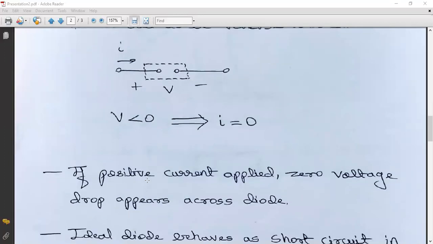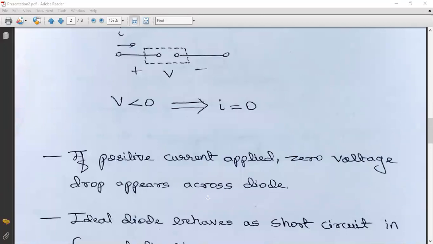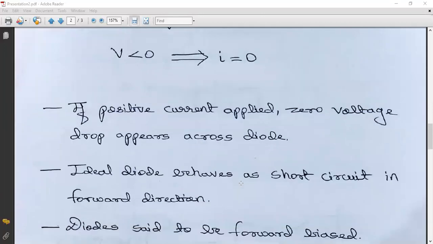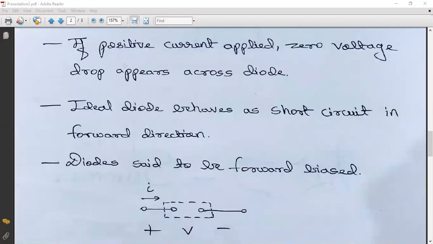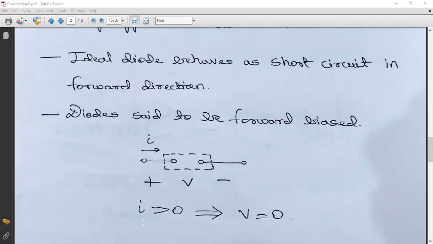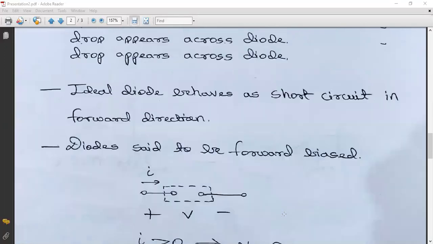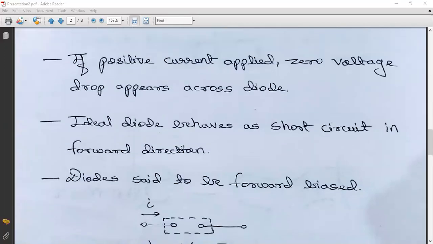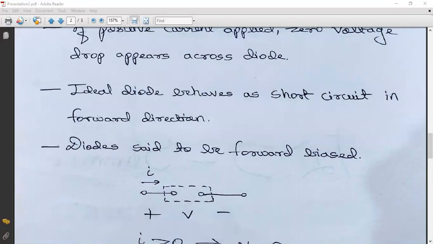What will happen if we apply a positive current to the diode? We will get a zero voltage drop across the diode. So current is maximum and voltage is zero. The ideal diode will behave like a short circuit in the forward bias direction.